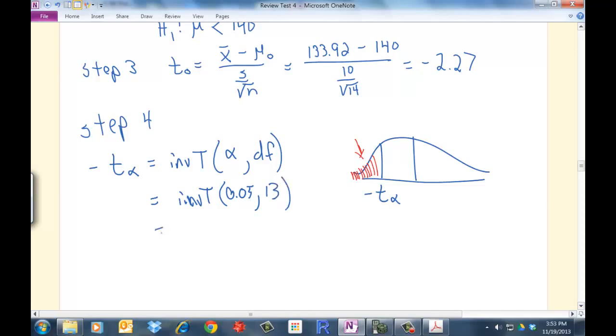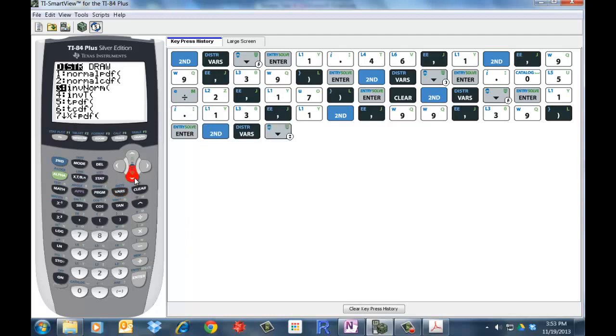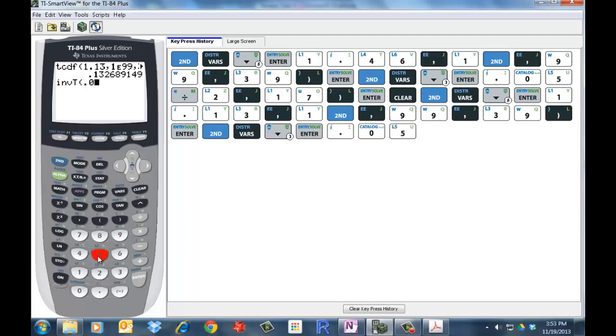And so let's see what we get here for the critical value. Inverse T, .05 for alpha, comma, degrees of freedom, 13, enter. So we get minus 1.77.